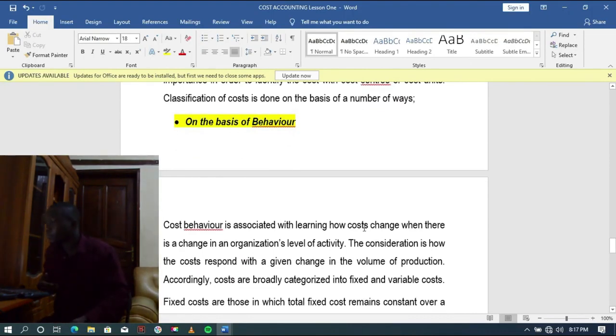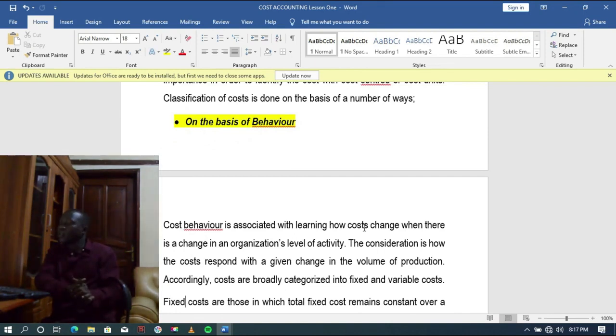This is where we have costs that change with the level of output, and costs that do not change with the level of output. For example, fixed costs. Fixed costs are costs that do not change irrespective of the level of production. If you produce more, the cost will remain the same. If you produce less, the cost will remain the same. For example, the cost of rent may not change regardless of how much you produce. Whether you produce or you don't produce, you have to incur the same cost of rent.